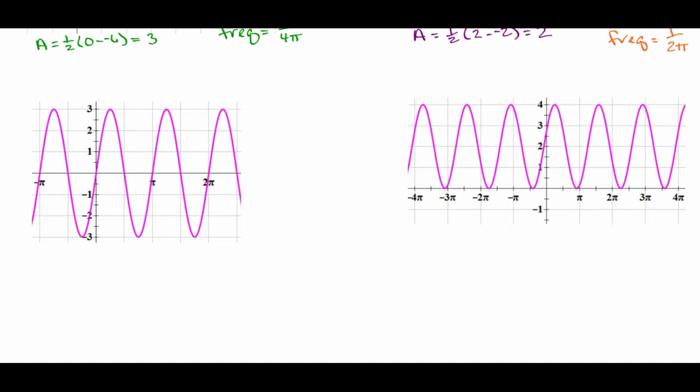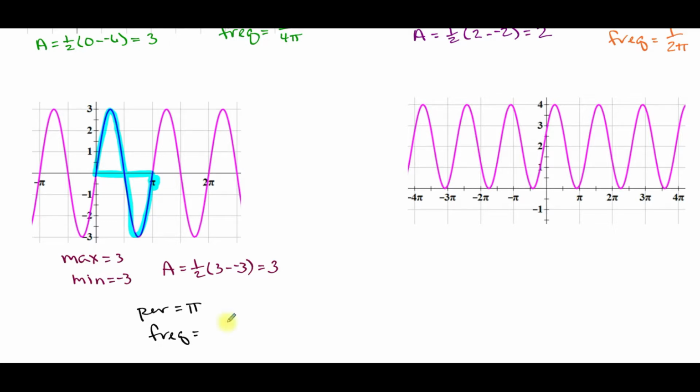All right, 2 more examples down here. On this one, my maximum is 3 and my minimum is -3. So my amplitude is going to be 1/2 of 3 minus -3, which will give us 3 again. If I trace for my period here, we're starting at the origin, maximum, minimum, back to that 0 value, and that happens at pi. So my period is pi, so my frequency is 1/pi.